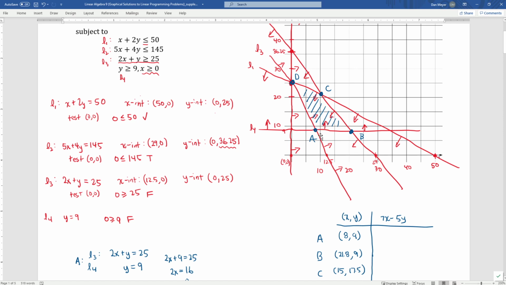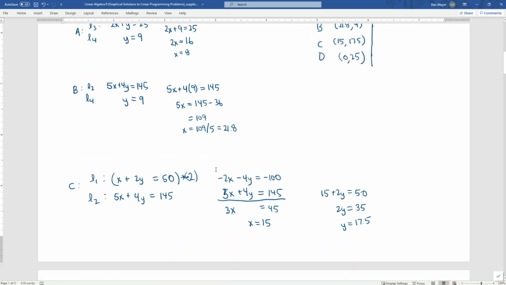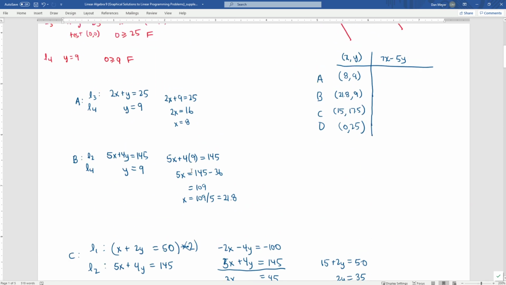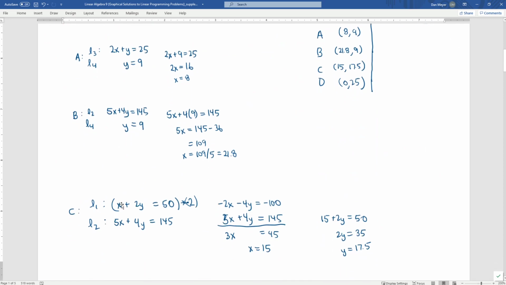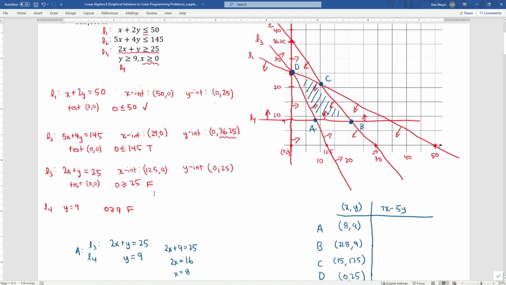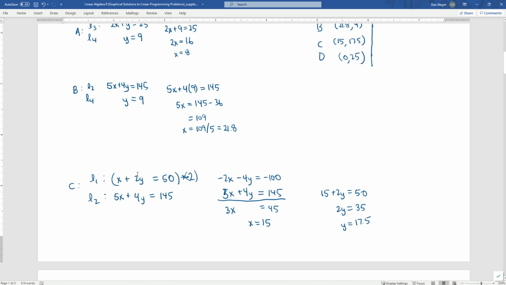And so that's a little bit disconcerting. So I'm a little bit worried at this point that I made a mistake. So I might go back and check. Okay, did I make a mistake here? I got point C was equation 2 and equation 1. Equation 1, x plus 2y is 50. Equation 2, 5x plus 4y is 145. So I copied down the equations right.